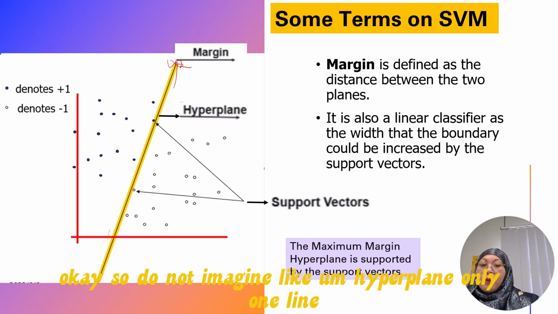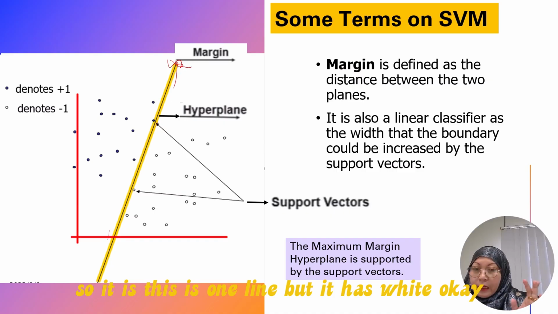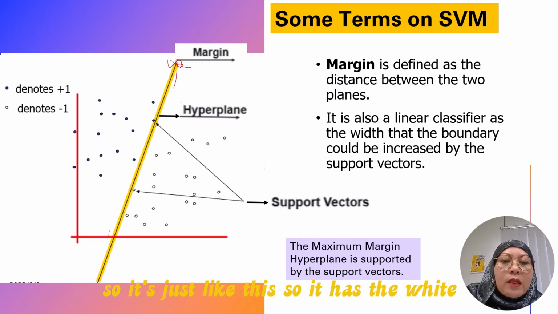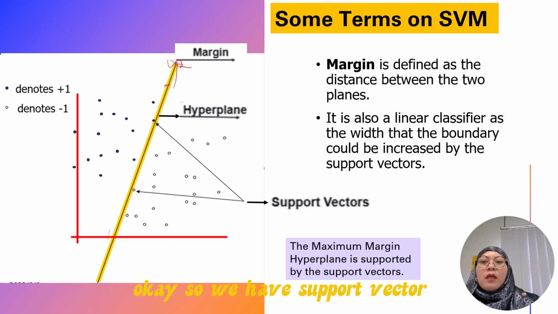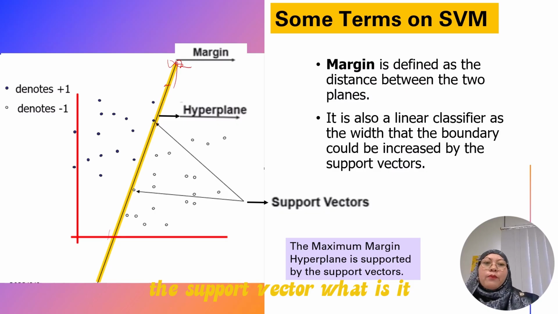Do not imagine the hyperplane as only one line. It is one line, but it has width, like this. This is called the margin. Alright. Okay, so next we have the support vector. That's why it's called the support vectors, right? The support vector, what is it?